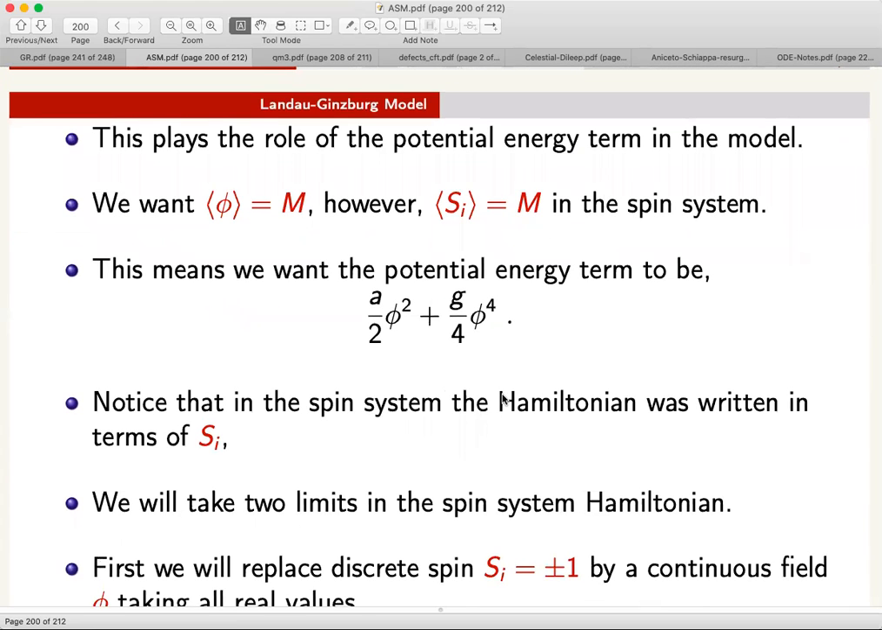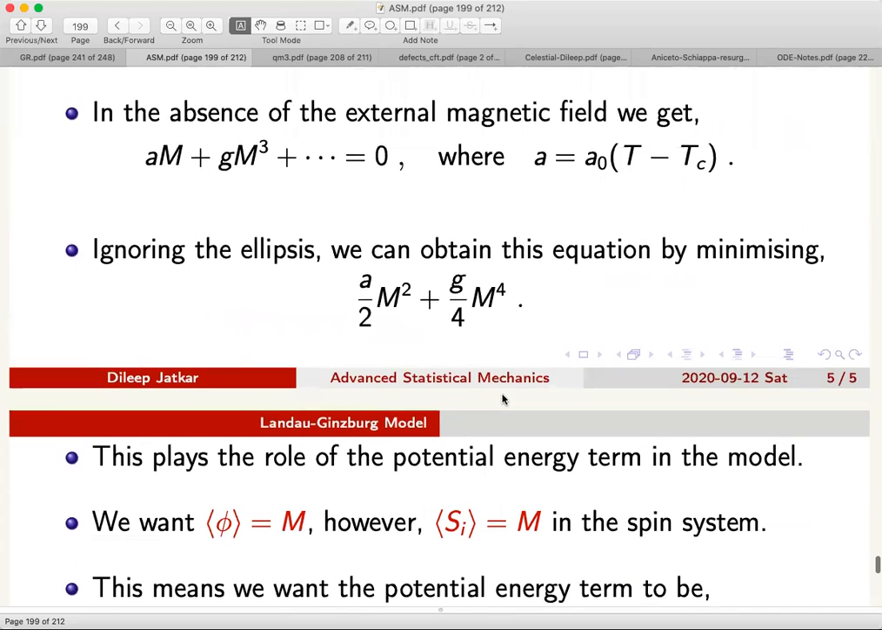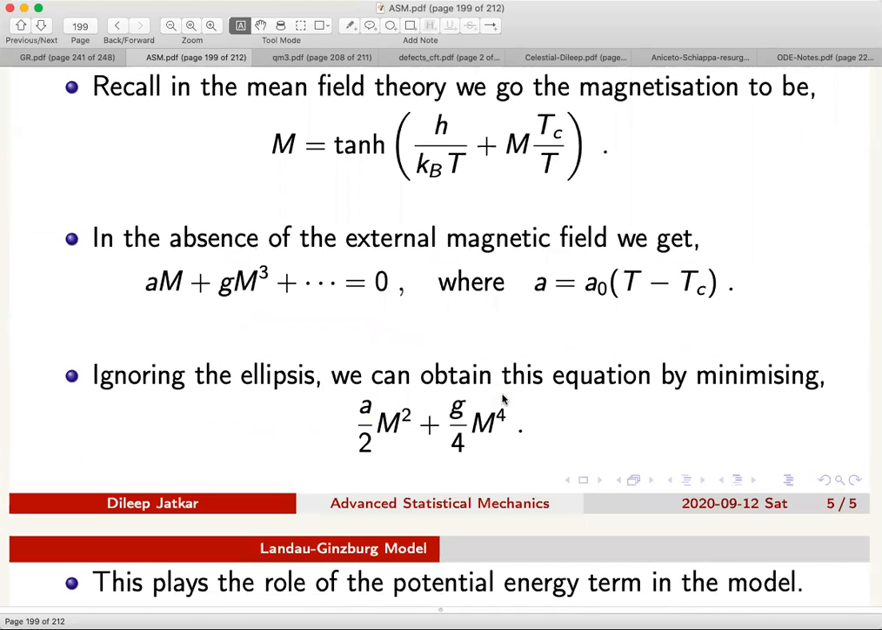Sir, can you go back to this expression of the polynomial? This A m plus G m cubed expression being 0, in the mean field theory this was valid only when the temperature was less than Tc, where we get three different solutions. Yes, but it is true even for T greater than Tc, because the only valid solution would be m equal to 0. The other solutions are complex.